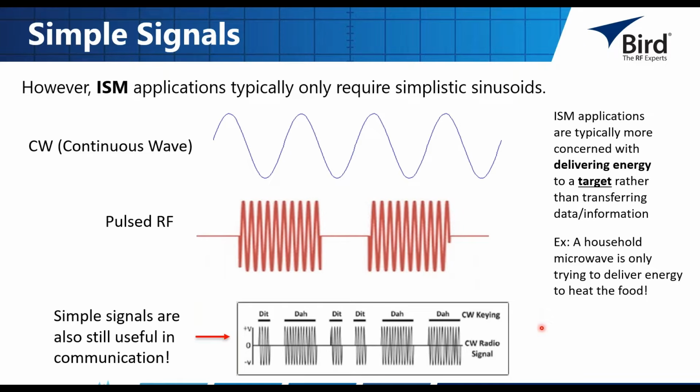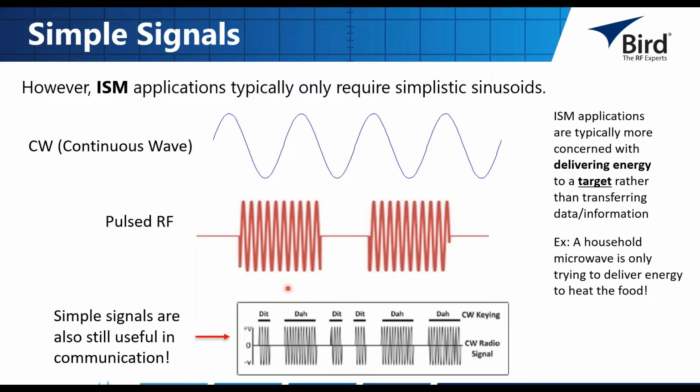Now, when it comes to ISM applications, typically they only require a more simplistic sinusoid. So this is where we can utilize just a continuous wave type of function, or maybe do some pulsing with that continuous wave. In these ISM applications, we're typically concerned with delivering energy to the target rather than transferring information. For example, in your household microwave, we're not trying to transmit some fancy signal. We're just trying to deliver the energy to heat up the molecules in the food.